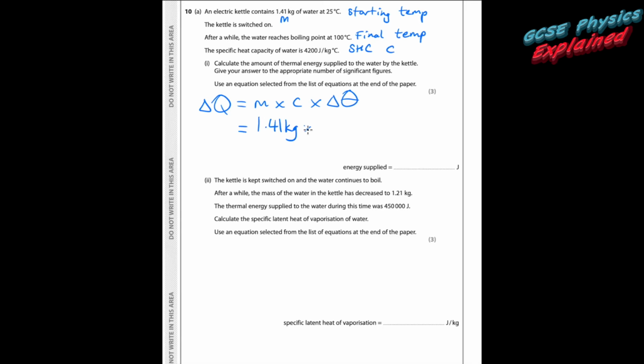1.14 kilograms times 4,200 joules per kilogram to make it heat up by 1 degree, multiplied by the temperature change. Well, final temperature was 100, take away the starting temperature 25, and that equals 444,150, and that's joules. Now they want us to do it to an appropriate number of sig figs.